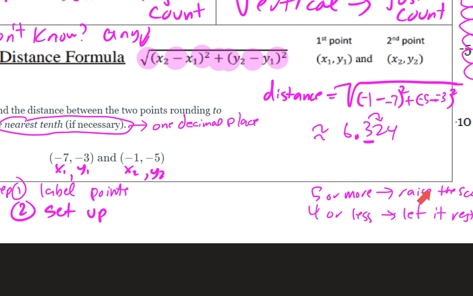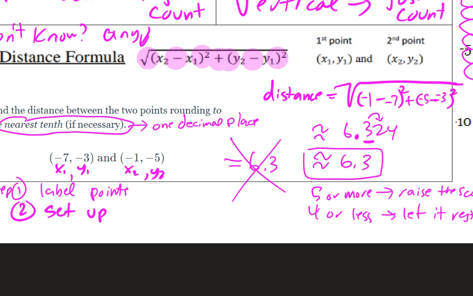Okay, so we see over there, it's a 2, right? So 5 or more, raise. 4 or less, let it rest. So 2 is 4 or less, so we're going to let it rest. So we're going to say the answer is approximately 6.3. Okay, we're not going to say equals 6.3. That is wrong because it's not equals, it is approximately. All right, so I'm going to highlight that as well so that shows me where our answer is.